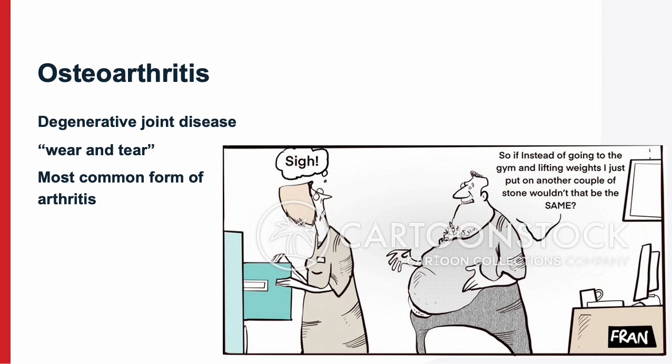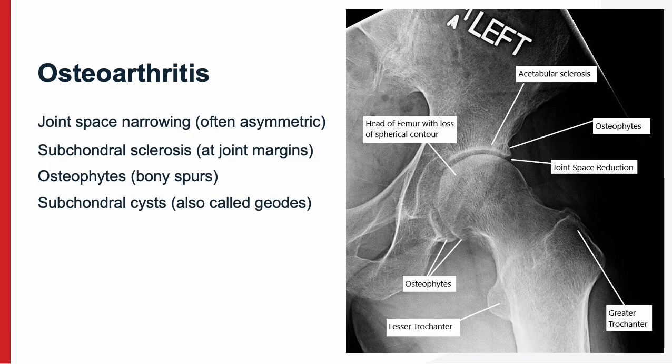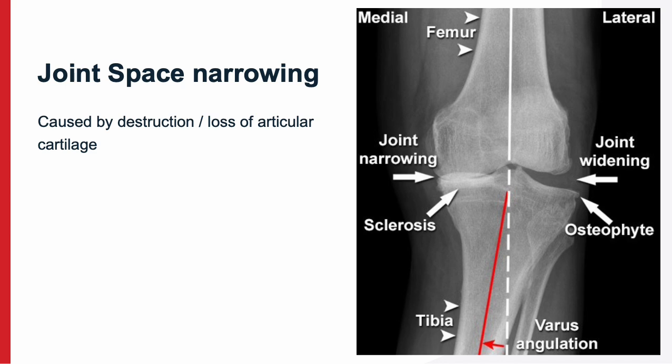So we're going to talk about a few different scenarios or arthritises. So the first one, osteoarthritis, is really what we consider degenerative joint disease, has also been described as wear and tear, and it's the most common form of arthritis in our community. The classic X-ray features are joint space narrowing, often asymmetric within that joint, subchondral sclerosis, usually occurring at the joint margins, osteophyte formation or bony spurs, and subchondral cysts or geodes. The joint space narrowing is usually asymmetric, and that's caused by destruction or loss of the articular cartilage.